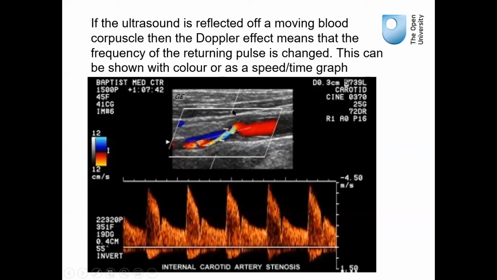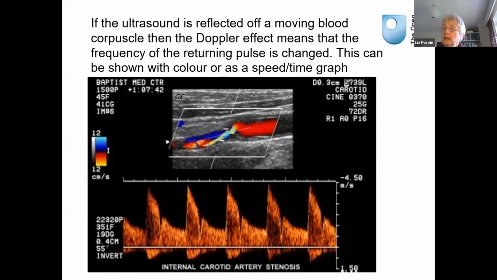Now, we can use that, and the electronics can make it that blood moving in one direction is shown in red, and moving in the opposite direction is shown in blue. And we've got this as an example here. This is a carotid artery, a stenosis in the carotid artery, which is in your neck up here.